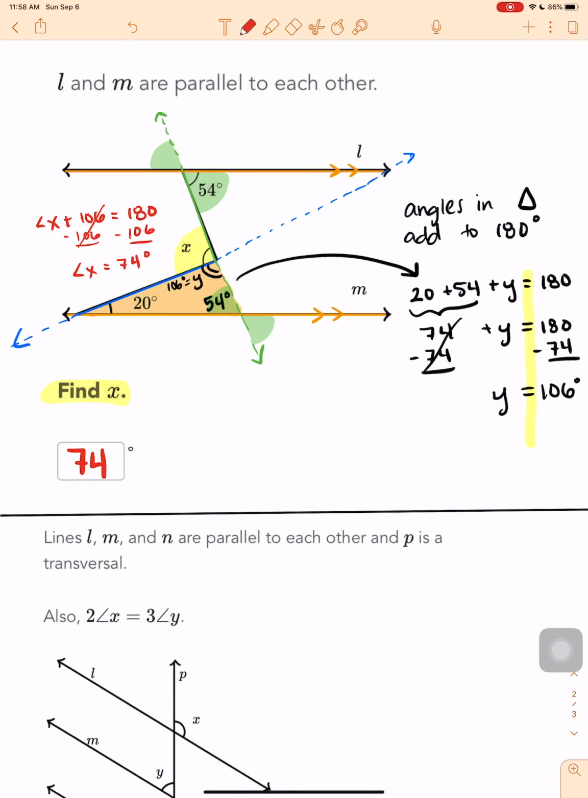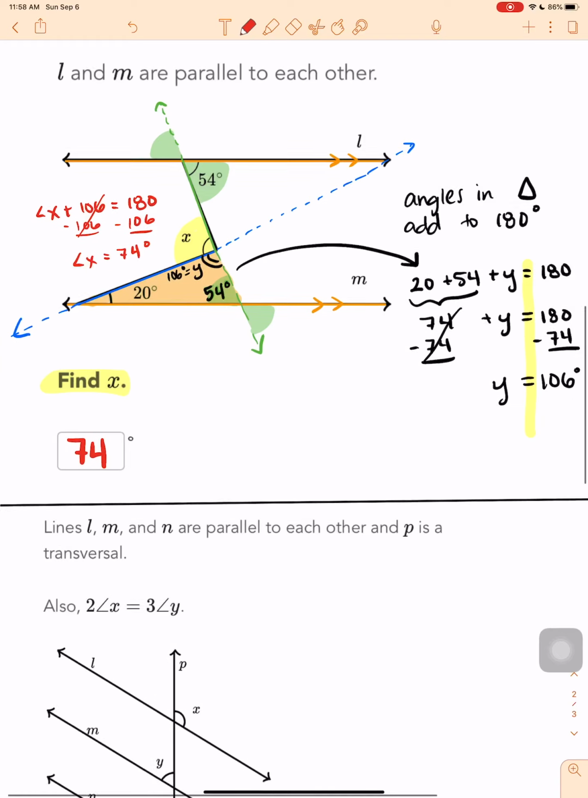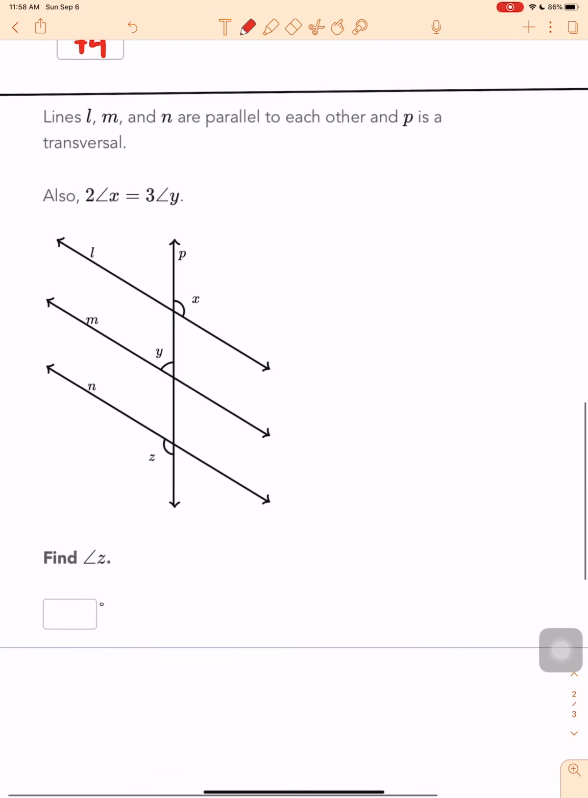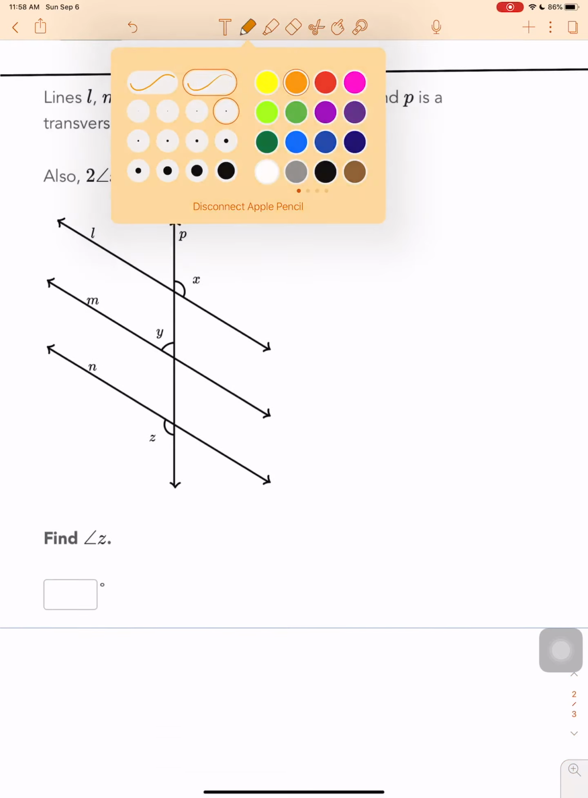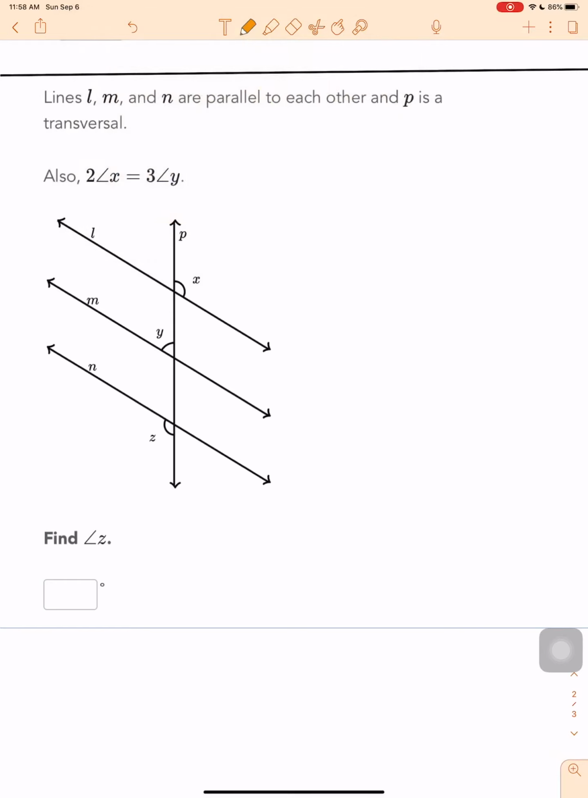Again, pause the video. I'm moving on to the next one. This one is very similar to another one that we've already done, but there are different numbers involved here. So once again, we're told about the parallel lines.